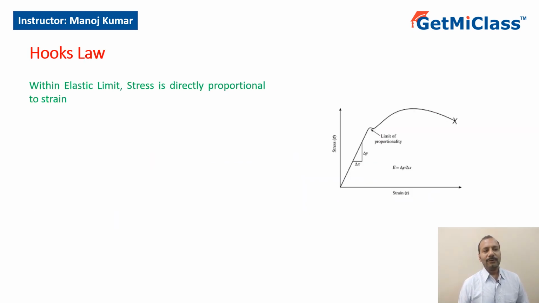Now let's look at Hooke's law. If we study the elastic behavior of any object by drawing a graph between stress and strain, we call it the stress-strain curve. Now from the initial point till some region, there is a linear relation between stress and strain, that is, stress is directly proportional to strain. So till that point we call it the elastic limit.